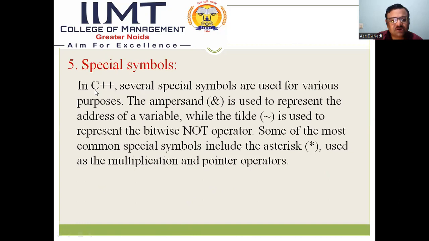Now, special symbols. In C++, several special symbols are used for various purposes. The ampersand sign, this one, is used to represent the address of a variable, while the tilde is used to represent the bitwise NOT operator. Some of the most common special symbols include the asterisk used as the multiplication and pointer operators.